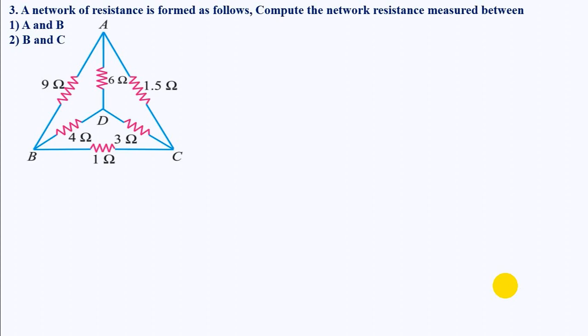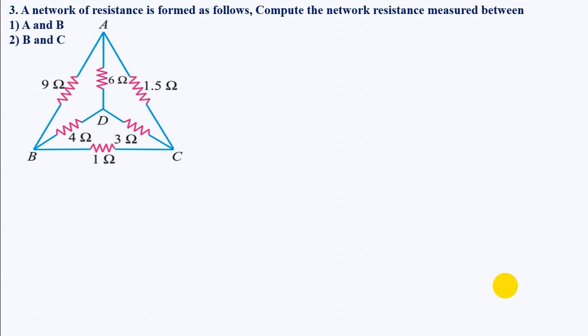By practice you will know which method to use. But just keep these three things in mind. Start in each step, analyze for series, analyze for parallel, and if they're not in series or parallel, then you can do the star to delta transformation or delta to star transformation.